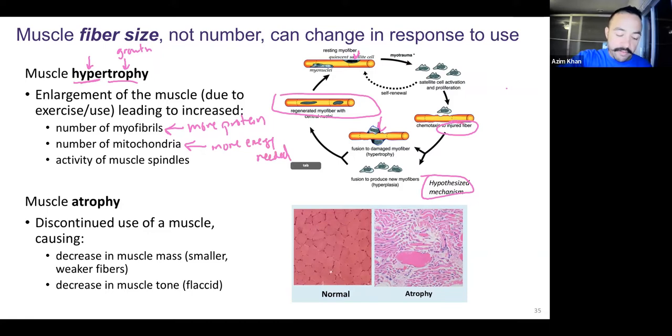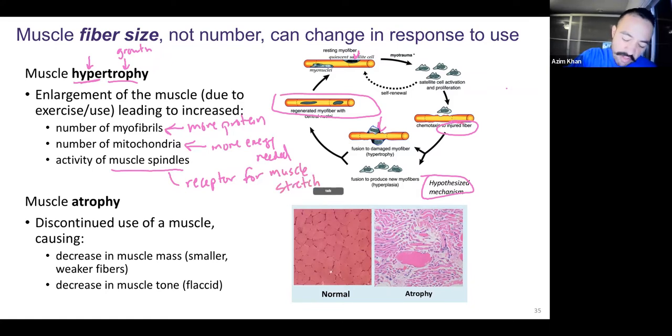And the activity of something called muscle spindles will increase. Muscle spindles, we'll learn, are a receptor for detecting how stretched out your muscles are. So hold that thought, but that's the reason why stronger people, if you ever poke their muscles, feel their bodies, it's harder. The muscles are more tense, more contracted at resting state. It's because of the activity of these receptors, the muscle spindles.